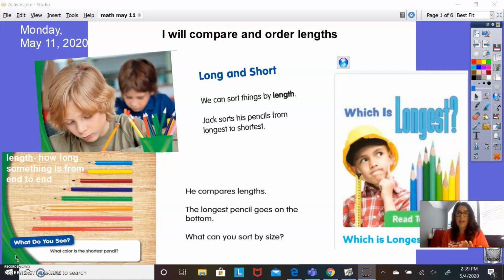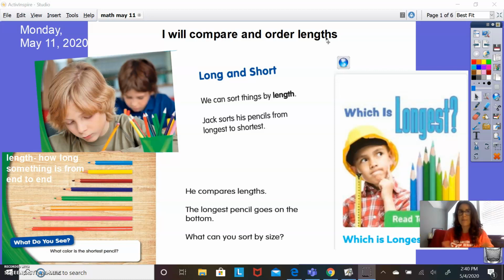We're going to compare, we're going to order length. So let's go ahead and read together. I will compare and order lengths. So we might be thinking compare. Remember, when we compare, we take one or two or more things and we look at the things that might be the same or the things that might be different. And when we order, that means we put them in a particular order that's given to you.